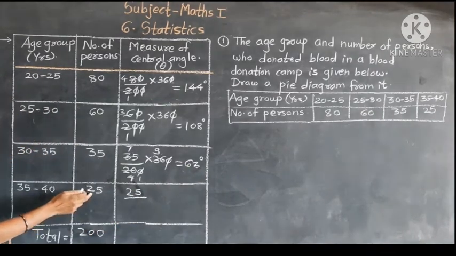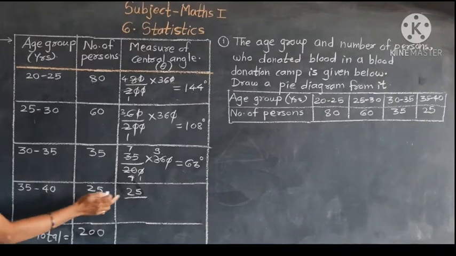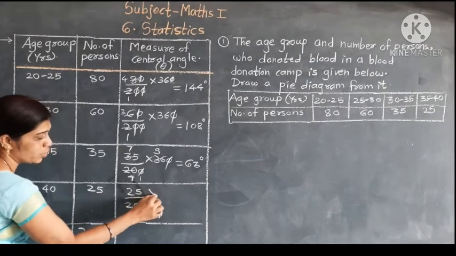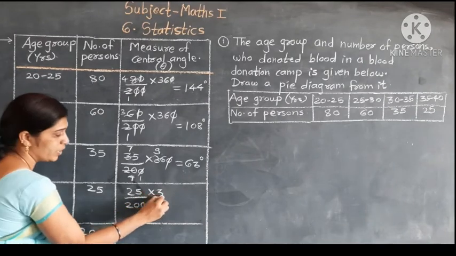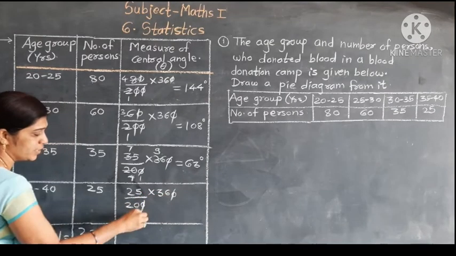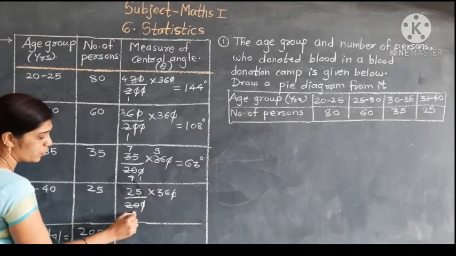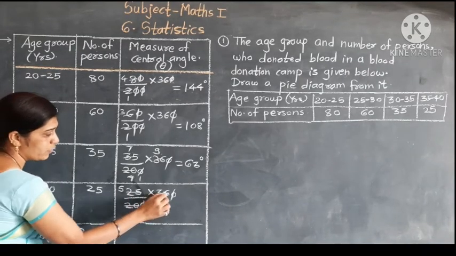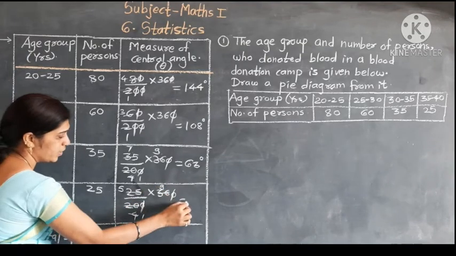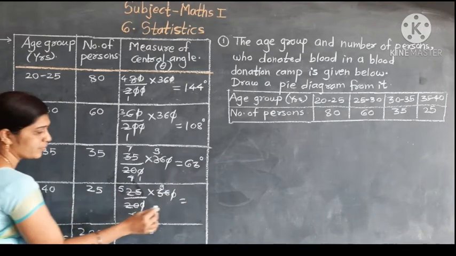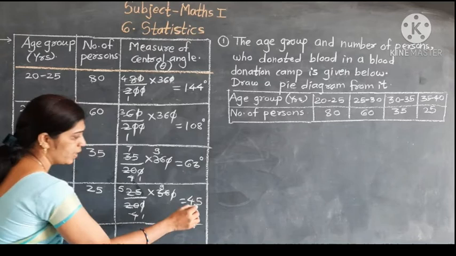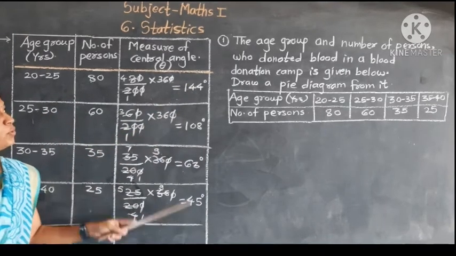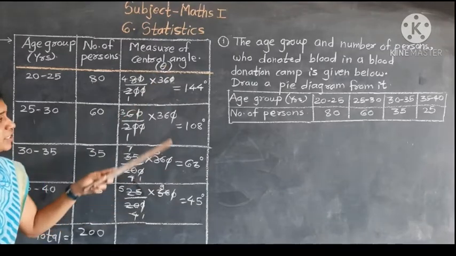number of components in the age group 35 to 40 is 25 divided by total number of components, means total number of persons here 200 into 360. 5 4 जा 20, 5 5 जा 25, 4 1 जा 4, 4 9 जा 36, 9 5 जा 45. And here observe, this sum is also, you calculate, this sum becomes 360.